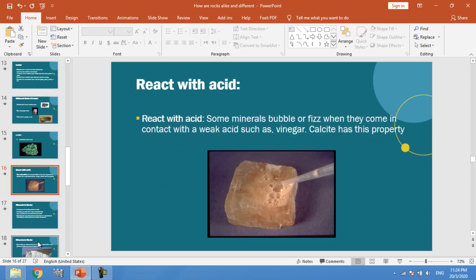Another property we are going to talk about is reaction with acids. Some minerals can react with acid like vinegar. Do you know vinegar? Yes. Producing what? Producing bubbles. As you see here in the picture, these are bubbles. Some minerals react with acid producing these bubbles, and calcite has this property.